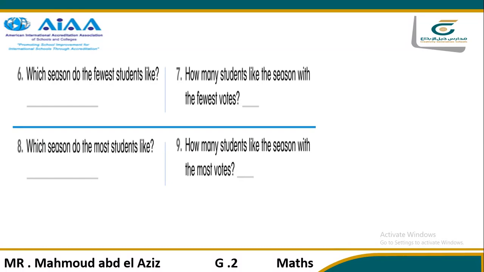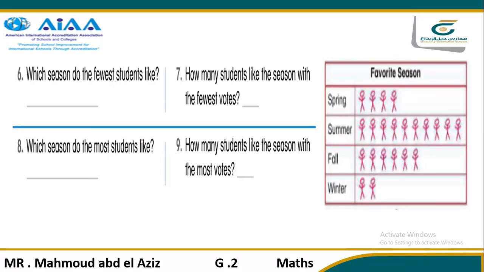Another question here. Which season do the fewest students like? Here you should remember your picture graph. Yeah, that's it. So which season do the fewest students like? What's the fewest number here? Excellent. Number 2. So we will choose winter. Excellent. Another question. How many students like the season with the fewest votes? How many? It's asked about number. So how many students like the season with the fewest votes? Excellent, it will be 2.